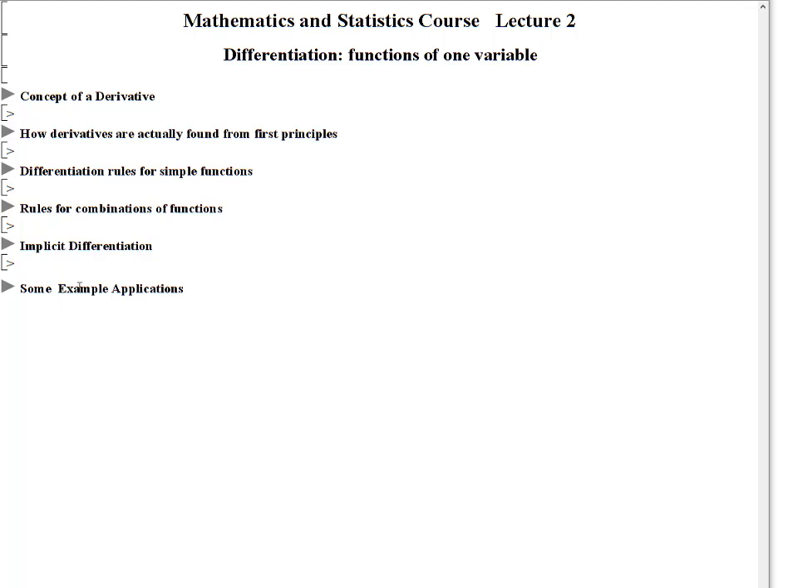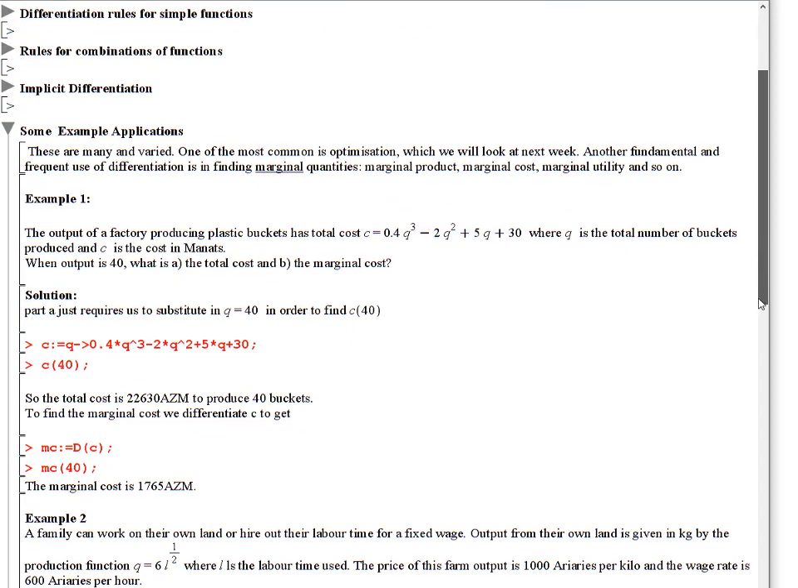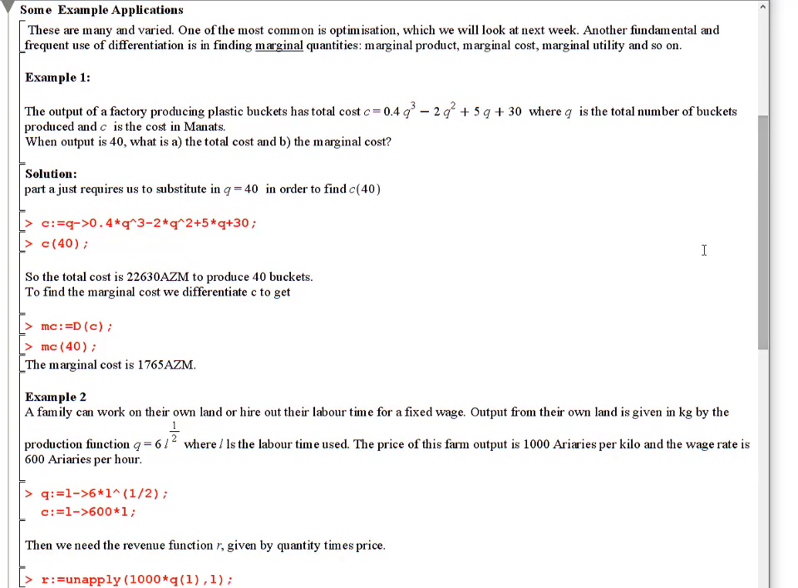And now finally we come to some example applications of the techniques from today. There are many applications of differentiation. One of the most common ones is optimization, and optimization we'll look at next week. But another one that's fundamental in social science, economics and other quantitative social sciences is finding marginal quantities. So things like marginal product, marginal cost, marginal utility and so on. So I think I've got 3 examples here.